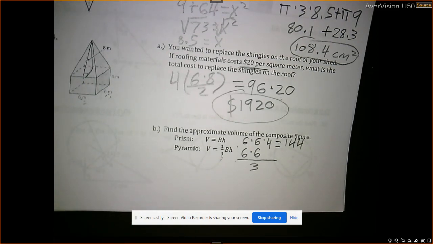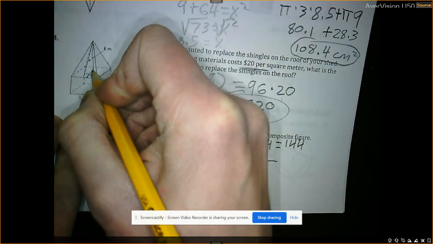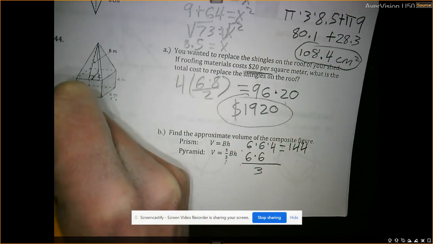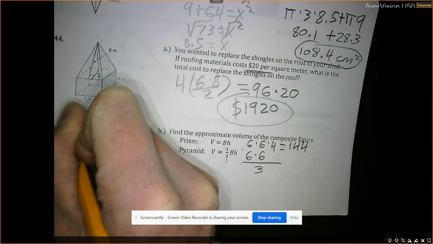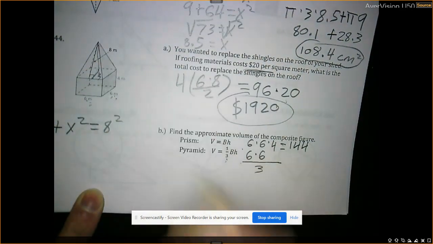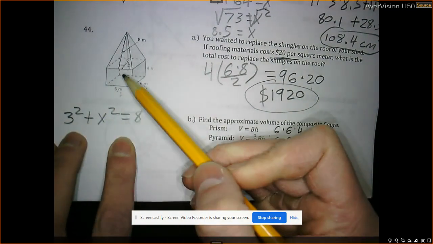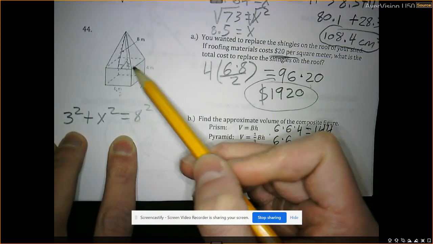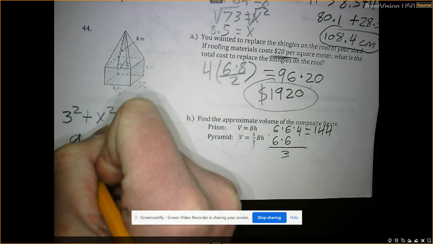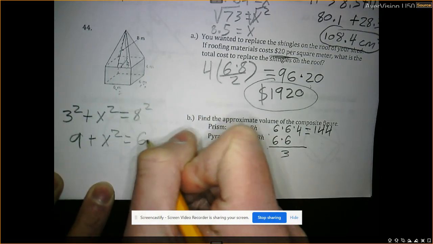Okay? And to find that height, we're using the Pythagorean theorem, knowing that the height is in the center, so this leg has to be 3. So it's like saying, okay, 3 squared plus whatever that height is squared equals our slant height of 8 squared. Okay, because this leg would have to be 3. Why? Because it's half of 6, and then 8 is the hypotenuse, so now we need to solve for x. 3 squared is 9, plus x squared equals 8 squared is 64.